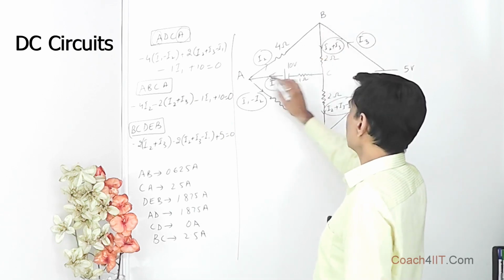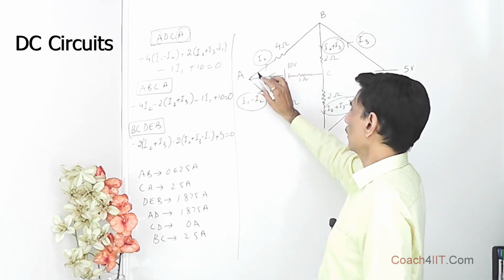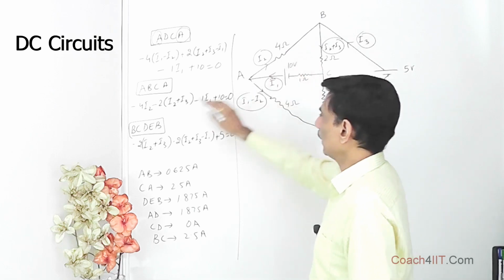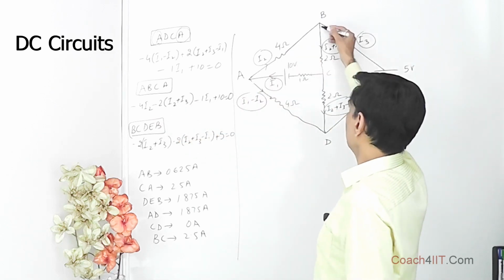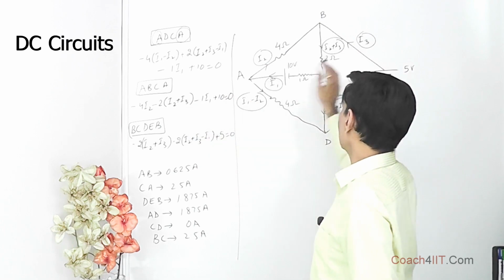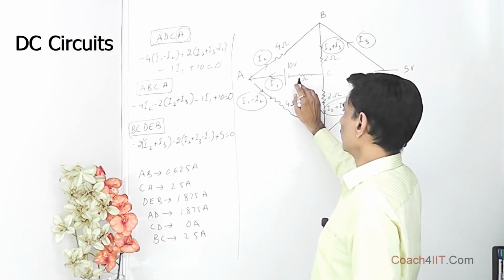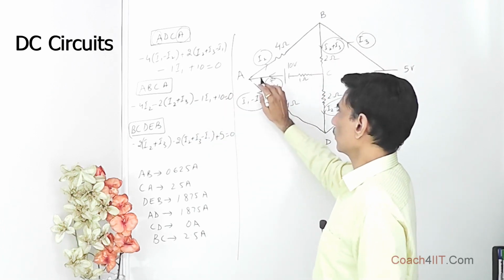When we go for A, B, C, A, this is our journey. When we go in this direction, this is minus 4 I2. In this direction of the current, it is minus 2 (I2 plus I3). Over here, once again, minus 1 I1 plus 10 is equal to 0.